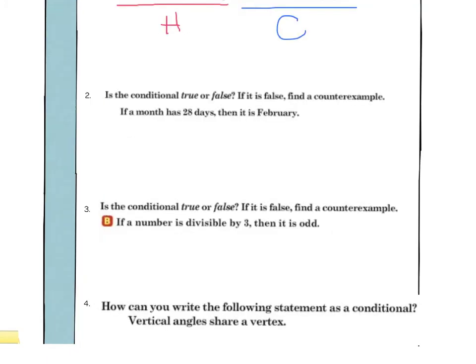Number 2, it says, is a conditional true or false? And if it is false, find a counterexample. So first let's figure out if it's true or false. The conditional says, if a month has 28 days, then it is February. All right, so let's think about the months. January definitely has 28 days, but that's not February. February, however, does have 28 days, most times, but that's not the only month that has 28 days. So this statement is then false. And my counterexample is that January has 28 days plus more.